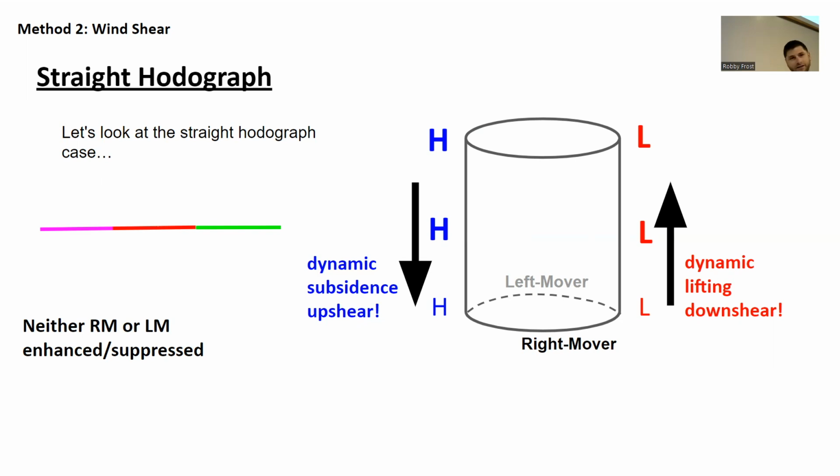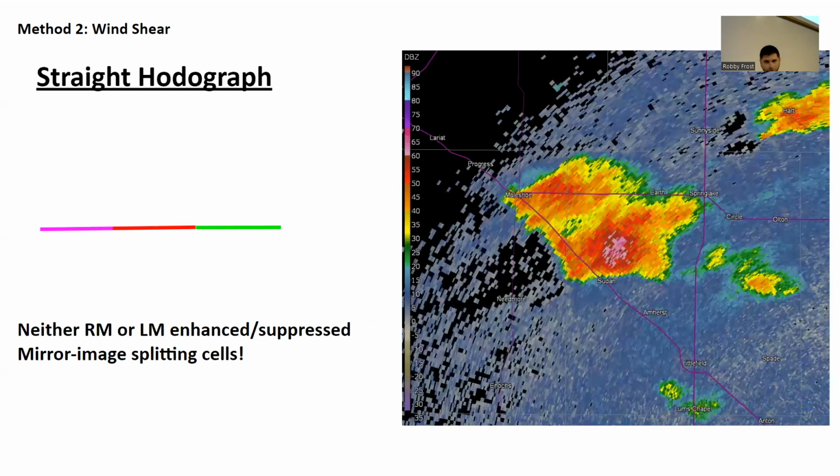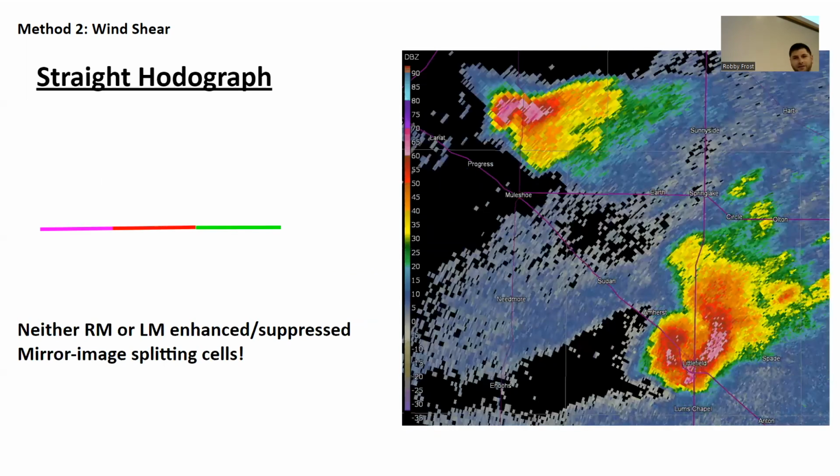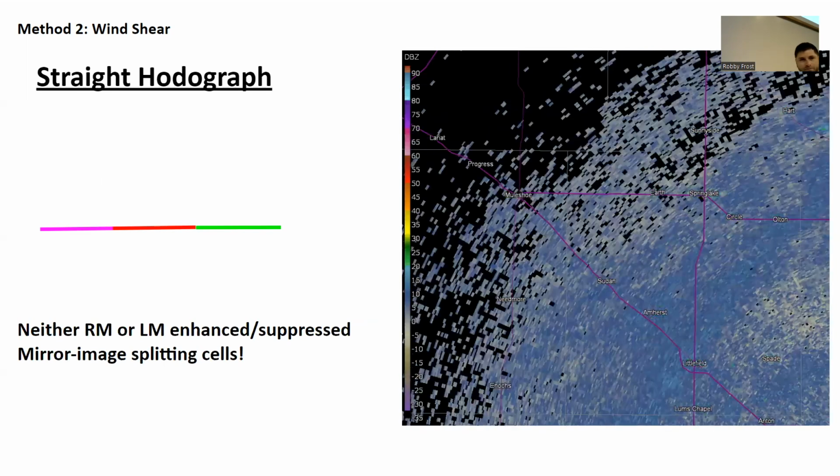It does not affect left and right movers with a straight hodograph. This is why we get mirror image cell splits with this process. They're equal opportunity, essentially. Neither enhanced, neither suppressed.